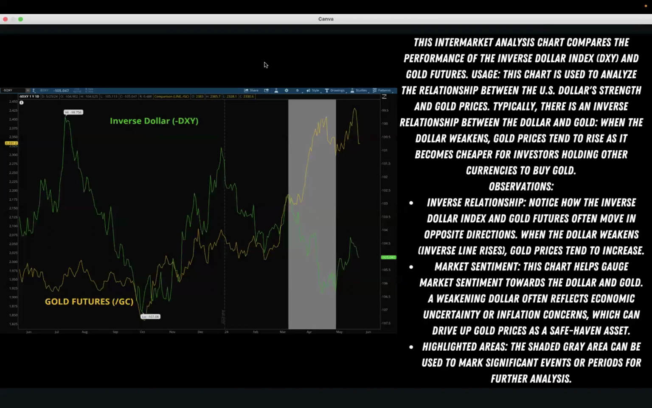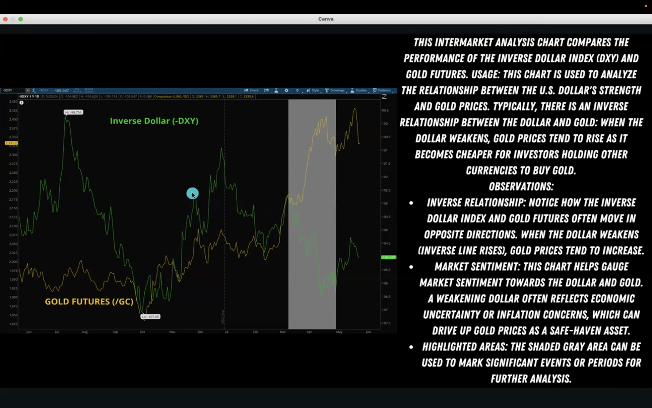Now, this chart is really used to analyze the relationship between dollar strength and gold prices. Typically, there's an inverse relationship between the dollar and gold. When the dollar weakens, gold prices tend to rise as it becomes cheaper for investors holding other currencies to buy gold. Now, notice how the inverse dollar index and gold futures often move in opposite directions. Now, this is a little bit of a mistake here. It's not the inverse dollar index and gold futures moving in opposite directions. It's just the regular dollar index. So the dollar tends to move opposite, and the inverse dollar index chart here really moves together with gold.